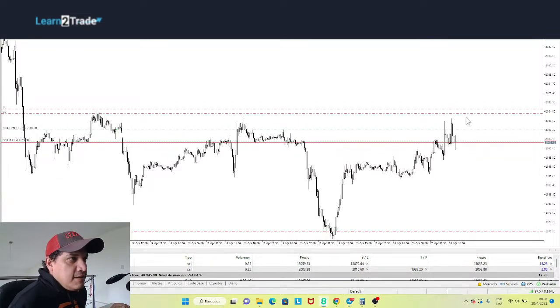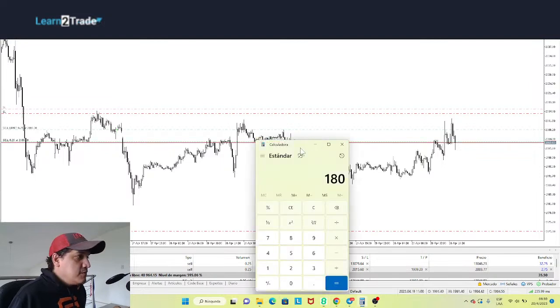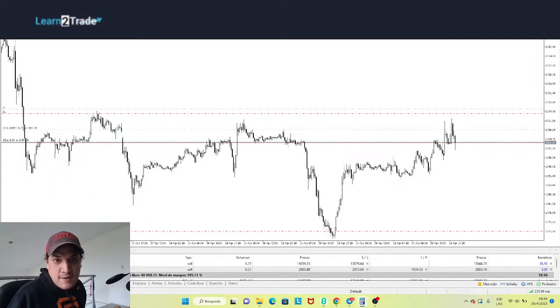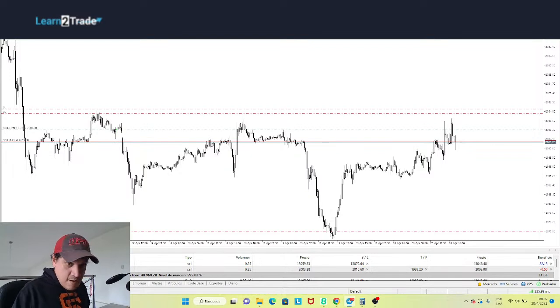So risking 100 and 142.50 to make 900. So that would be what, 12R or so. I'm going to calculate it. 900, 140, 145. Let's call it, no, 6R. 6R. And I'm risking 0.3%, right? Boom and boom.